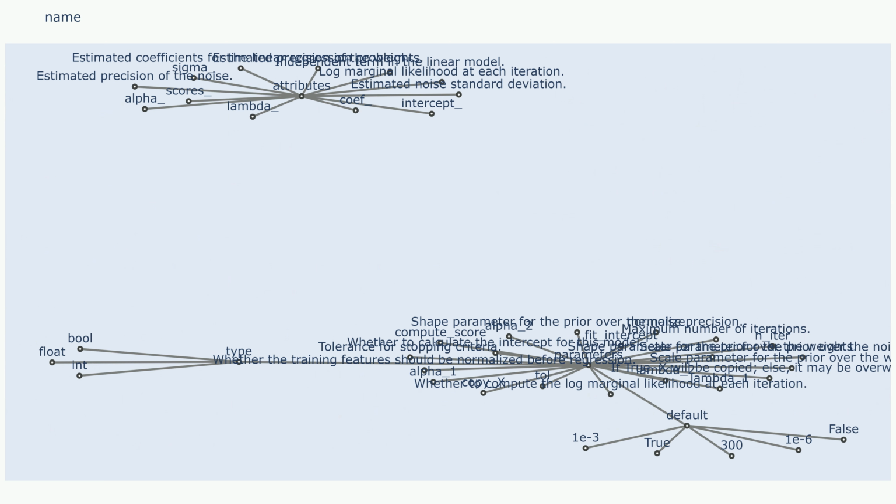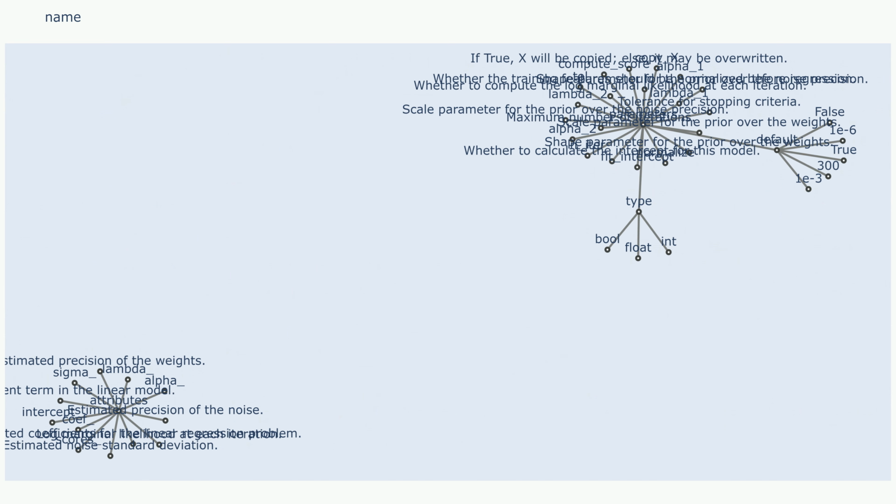lambda_1, float. Default 1e-6, shape parameter for the prior over the weights. A larger value for lambda_1 indicates a stronger prior belief in smaller weights, which encourages regularization. lambda_2, float. Default 1e-6, scale parameter for the prior over the weights. The combination of lambda_1 and lambda_2 defines the overall shape of the prior distribution for the weights.